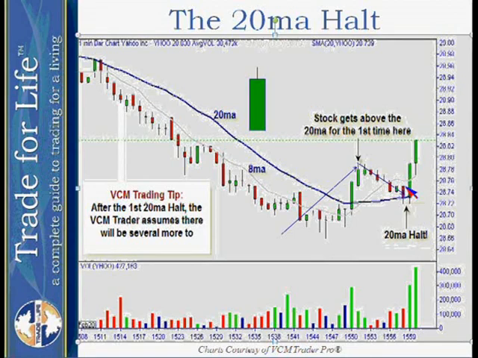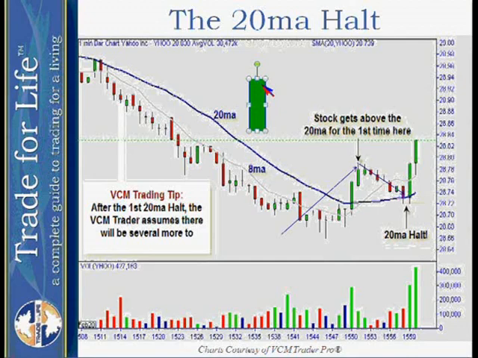Okay? Don't think that a drop like this on a 1 minute means the daily is red. This drop, guys, is 25 cents. Look, 28.95 to 28.65. That's 30 cents. What if the stock's up $2?